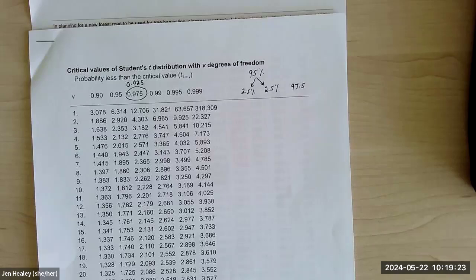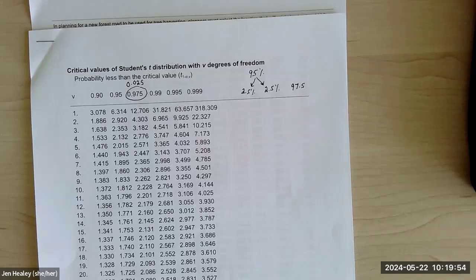So in what we're doing then, if I want 2.5% to be over here, then on this table, the way it's marked at the top, it has 0.9, 0.95, 0.975, 0.99. Then I have to take the 95% and add 2.5 to it. And I get 97.5, which is why I'm in this column. So I went to degrees of freedom 15 and I came over to that third column.